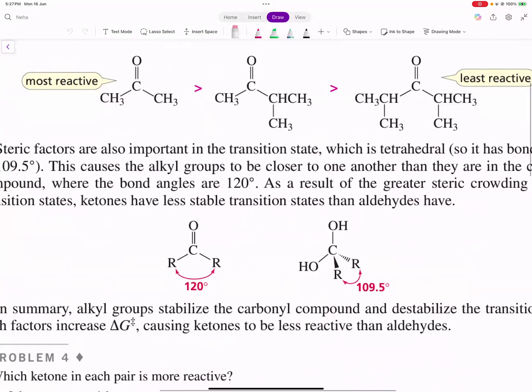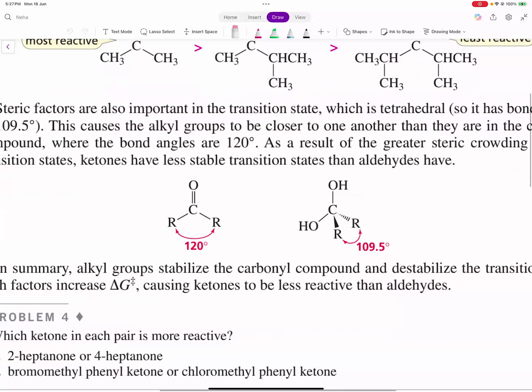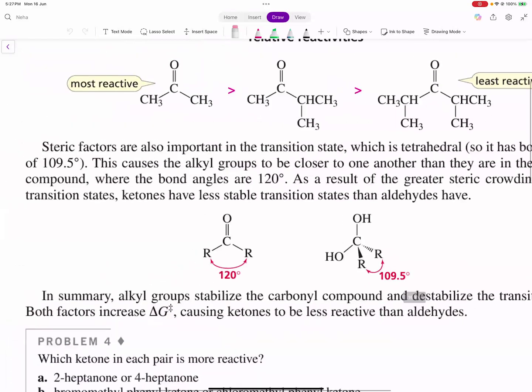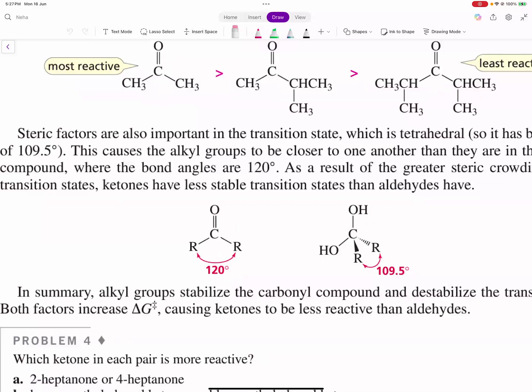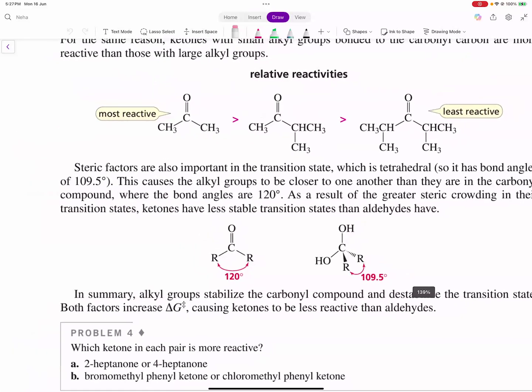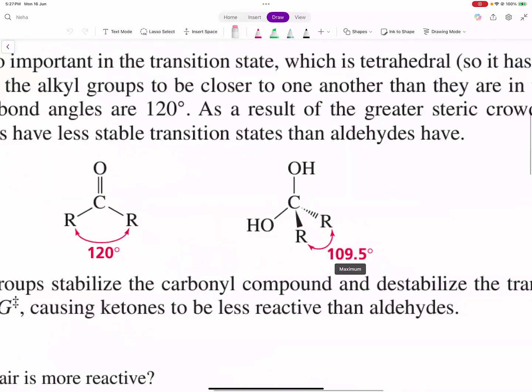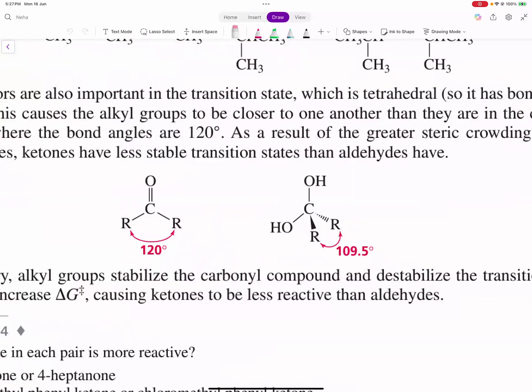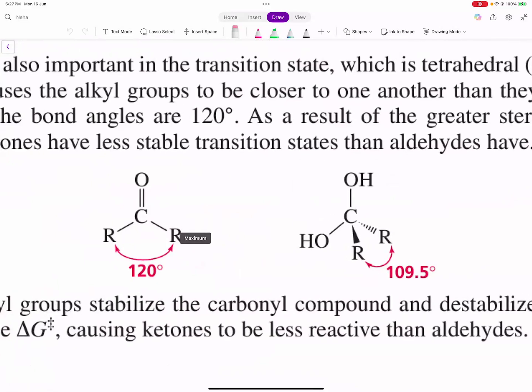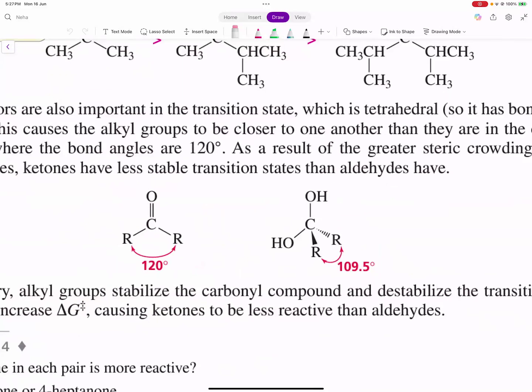See, what happens is that after the attack has taken place, after the nucleophile attacks, we get a tetrahedral intermediate. Initially the bond angles are 120 degrees; in the tetrahedral intermediate they are 109.5 degrees. So steric repulsion will be more.